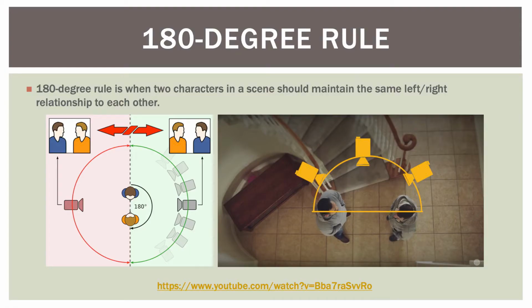So 180 degree rule. I kind of ran through this before, but I'm going to run through it again. 180-degree rule is when two characters in the scene should maintain the same left or right relationship to each other. I want you to watch this video that does a really good job in explaining 180-degree rule.